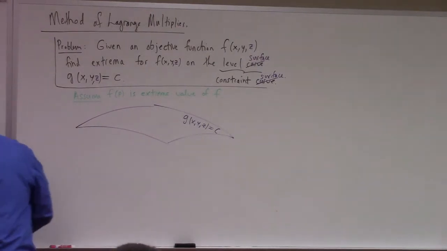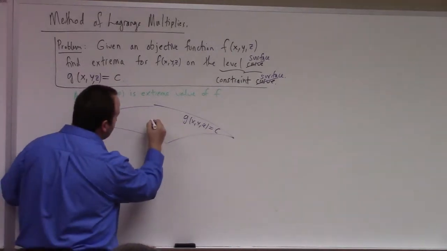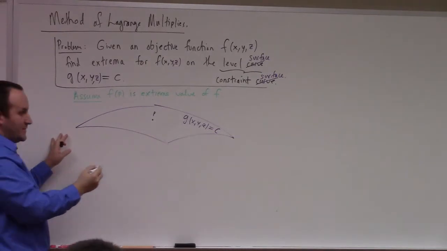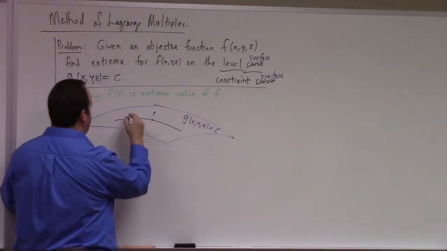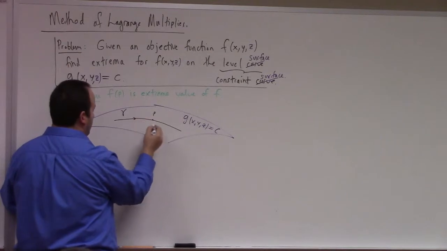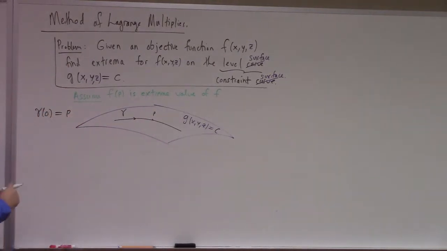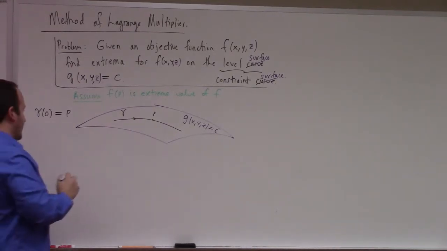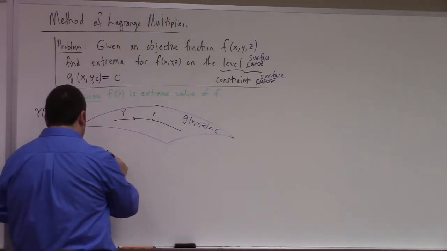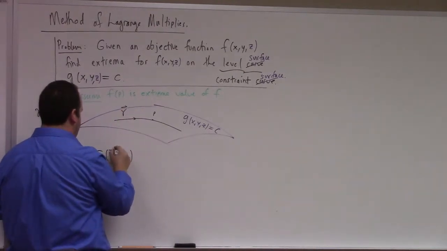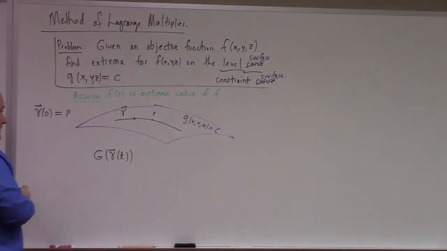So suppose this is the point P here, right? And imagine taking a curve on the surface. I'll use gamma. So you've got a curve on the surface, and we're going to suppose gamma of 0 is equal to P. What equation has to be true? What equation has to be true about g of gamma of t? And I'll put a vector on it since it's vector valued, fine. g of gamma of t has to be equal to what?